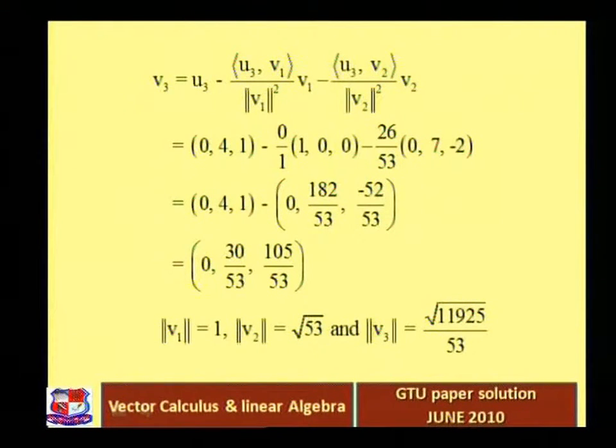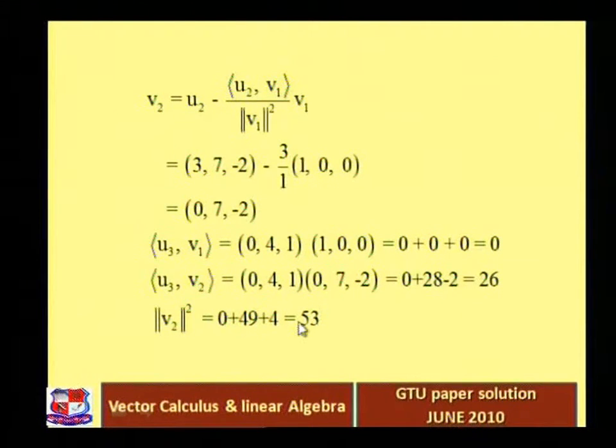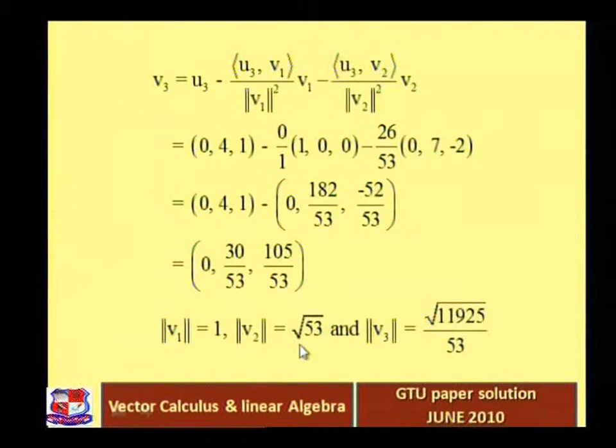So norm v1 is 1, and this is norm v2 square, right, that is 53. So norm v2 is equal to under root 53 and norm v3 is equal to square root of 11925 divided by 53. This you can easily find out: under root 0 square plus 30 square divided by 53 square plus 105 square divided by 53 square. So just using some numerical calculation, you will get under root 11925 divided by 53.